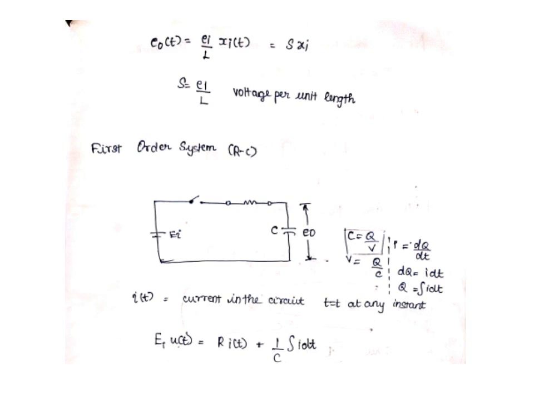Continuing with the zero order system, E naught of t equal to EI by L into Xi of t, which is equal to S into Xi, that is equal to EI by L voltage per unit length. Okay, we move on to the first order systems.